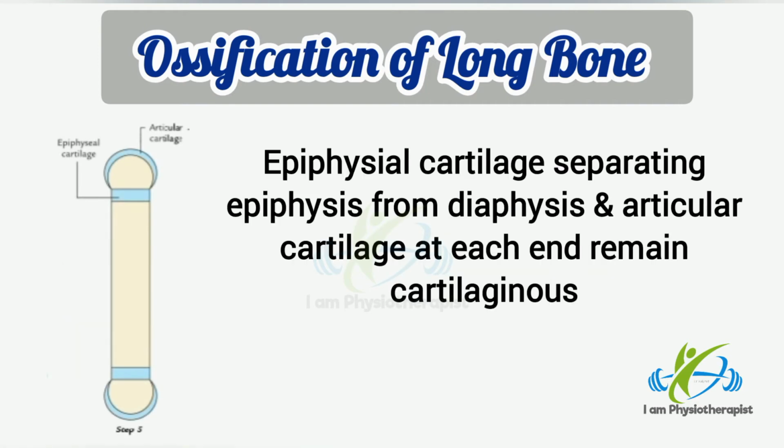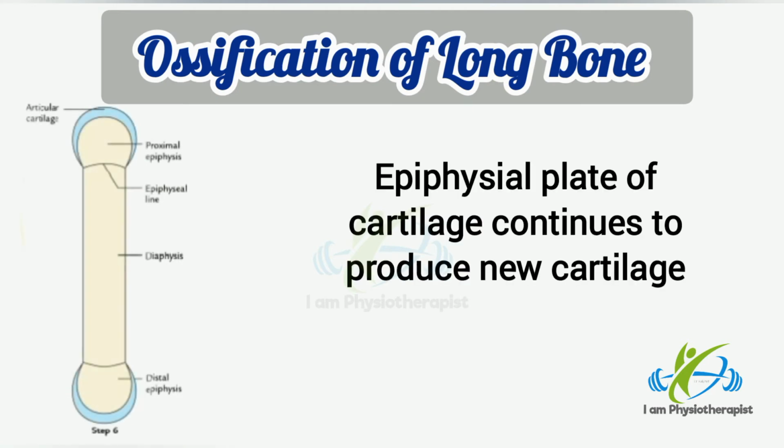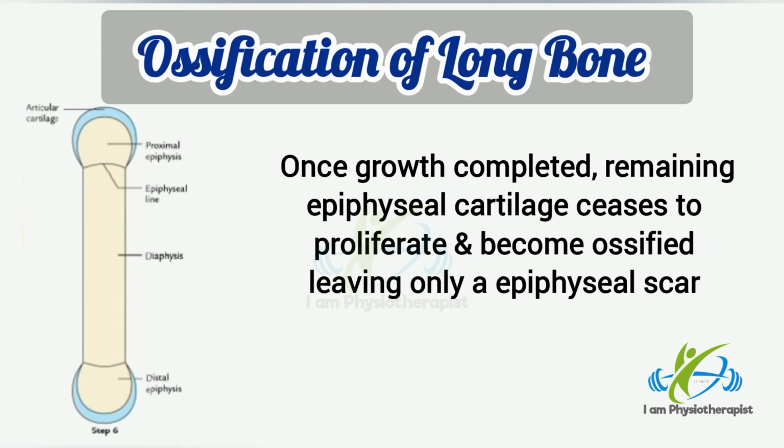The epiphyseal cartilage separating epiphysis from diaphysis, and articular cartilage at each end of bone remain cartilaginous. The epiphyseal plate of cartilage continues to produce new cartilage, and thus enables the bone to grow in length. Once the growth in length is completed, the remaining epiphyseal cartilage ceases to proliferate and becomes ossified, leaving only an epiphyseal scar called epiphyseal line.